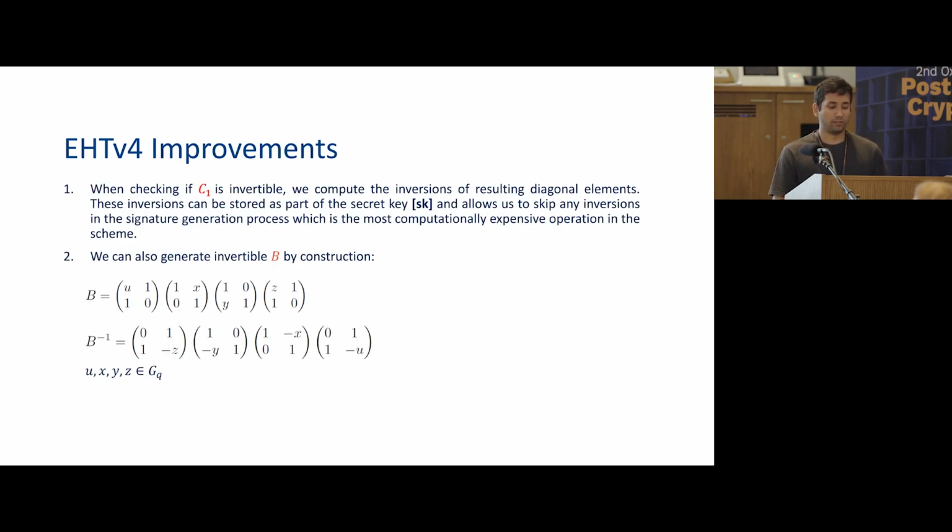Now, improvements in version 4: when checking if C1 is invertible, we compute the inversions of the resulting diagonal elements. These inversions can be stored as part of the secret key and allow us to skip any inversions in the signature generation process, which is the most computationally expensive operation in the scheme. We can also create an invertible B by construction, as you can see.